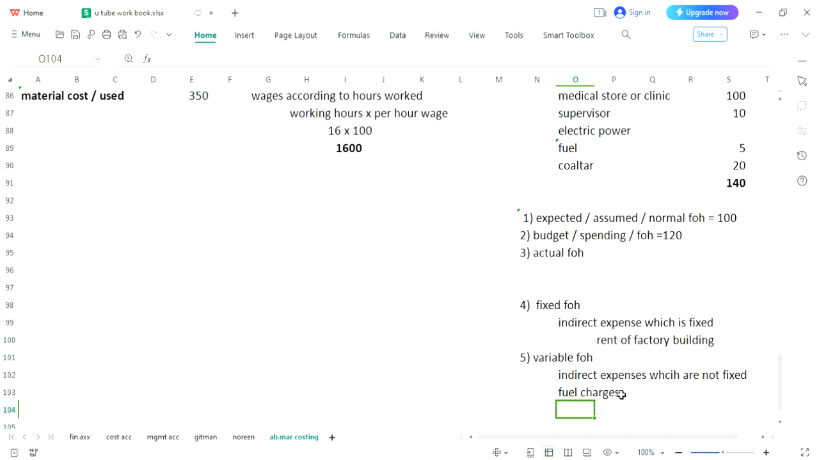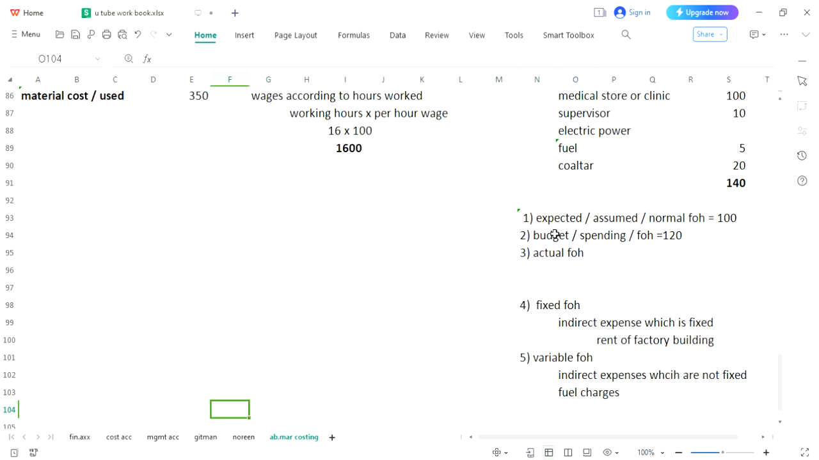So in this way we have 5 types of FOH, and you need to read them again and again, revise them again and again, and you must have their complete structure in your mind. Especially fixed FOH and variable FOH are very important. And expected, budget and actual are also very important, because in this chapter we will be dealing directly or indirectly with these 5 concepts.